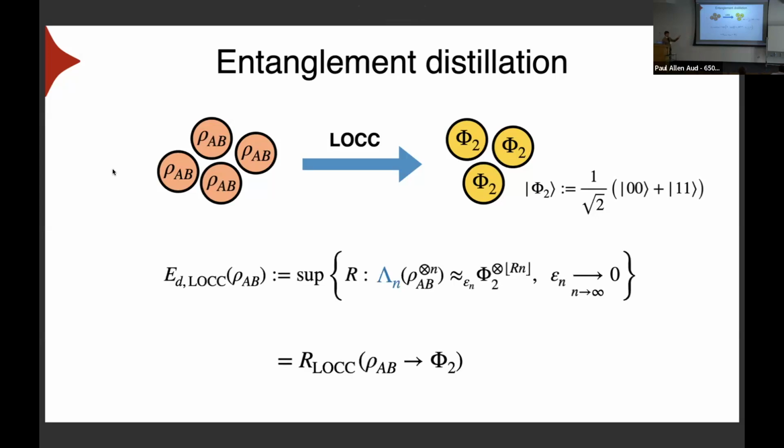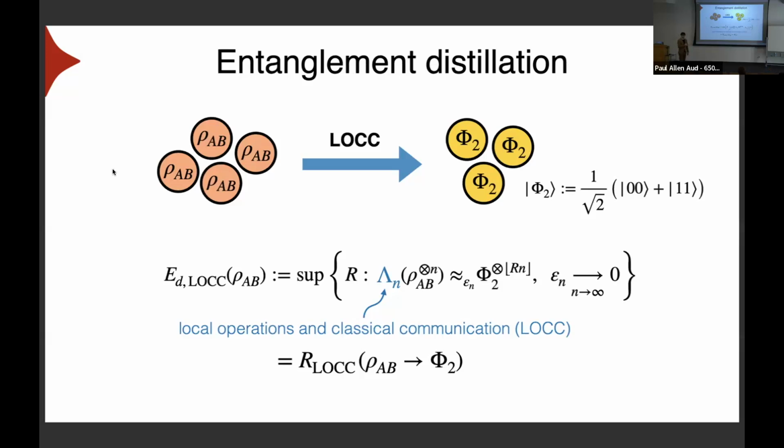And the figure of merit looks something like this. You are trying to apply an LOCC operation to your rho tensor n, so to your n copies of rho, and you try to produce as many copies as possible of the EBIT. And the rate with which you can do this conversion, so I allow you to make a small error, no problem, but the error will have to go to 0 as n goes to infinity. So the conversion must be asymptotically perfect somehow. Not just the error per copy, the total error to go to 0, okay?